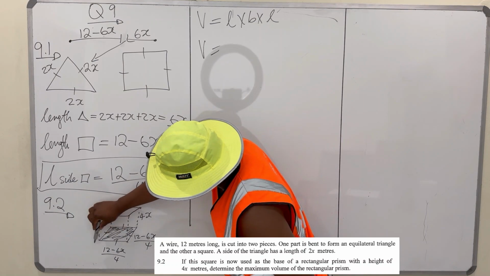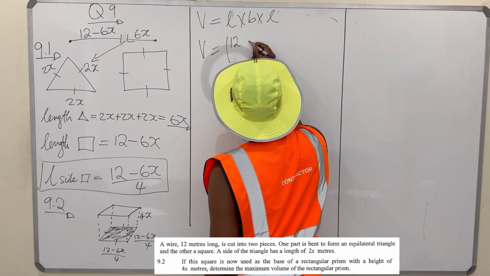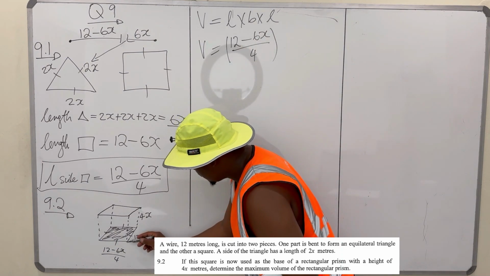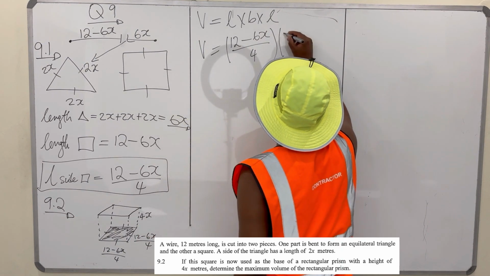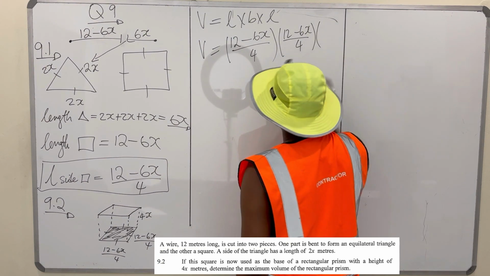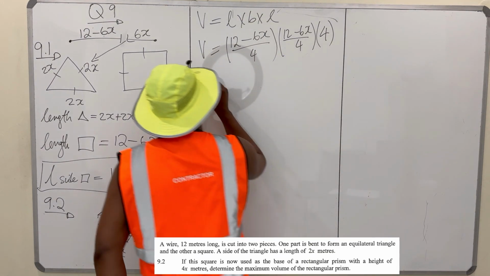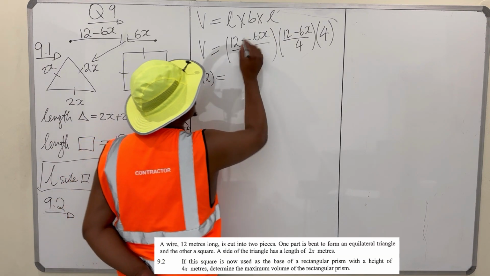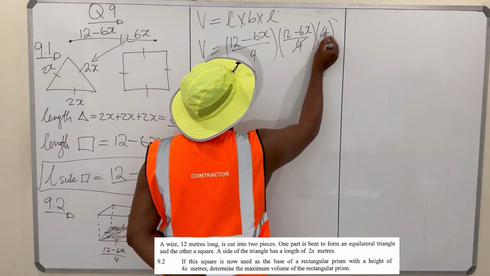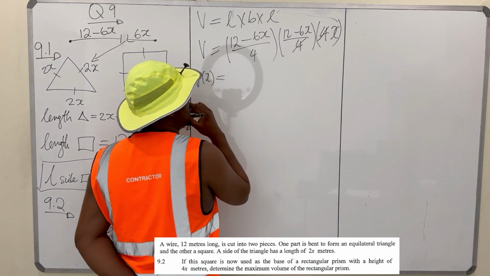What is your length here? It's 12 minus 6x all over 4, times breadth. What is your breadth? There is your breadth. It's also 12 minus 6x all over 4, times the height. What is the height? Your height is 4x. So your volume as a function of x is equal to, let's simplify this. Actually, this should be 4x, not just 4. We're left with x there.